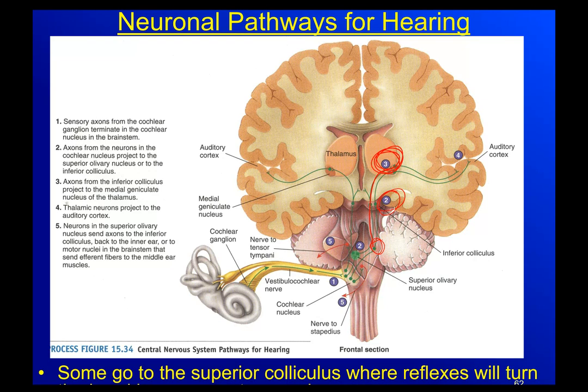Those project to the medial geniculate nucleus of the thalamus. The thalamic neurons project up to the auditory cortex up here, okay? Neurons in the superior olivary nucleus will also send axons to the inferior colliculus and back down to the inner ear. There's actually another path coming down here, okay?